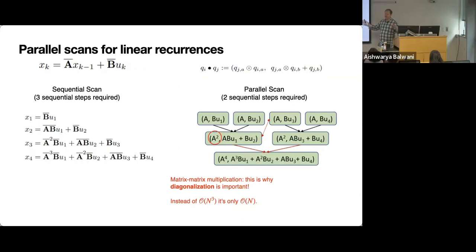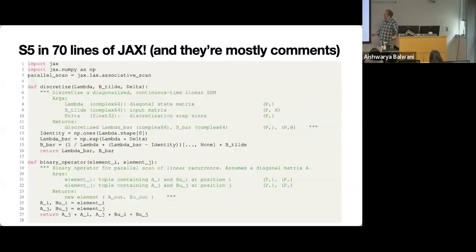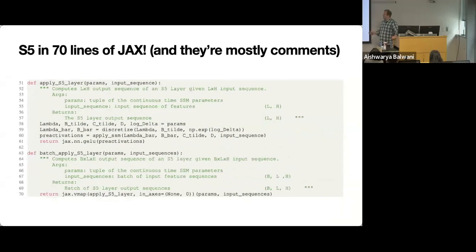You don't want to multiply dense matrices together a bunch of times, but if they're diagonal, who cares? It's no big deal. So you can implement all this in only 70 lines of code, and most of these lines are comments, and I think that's a pretty good sign that this is a simplification. You don't have to write any custom CUDA kernels, for example, which is not a thing anybody should do anymore.